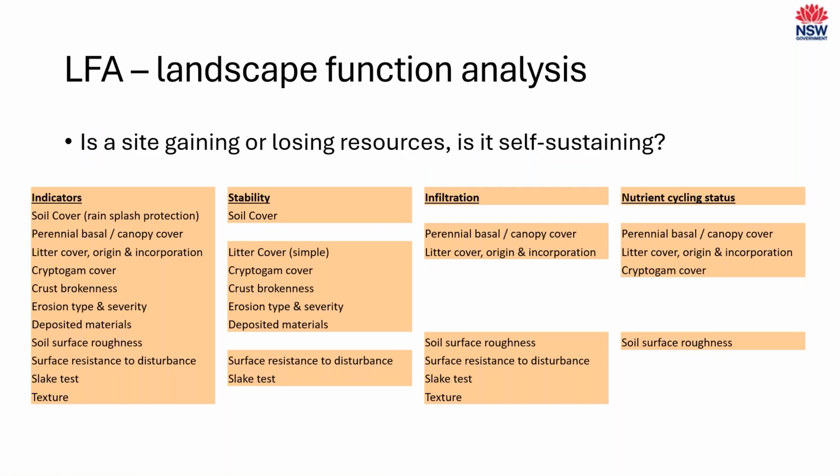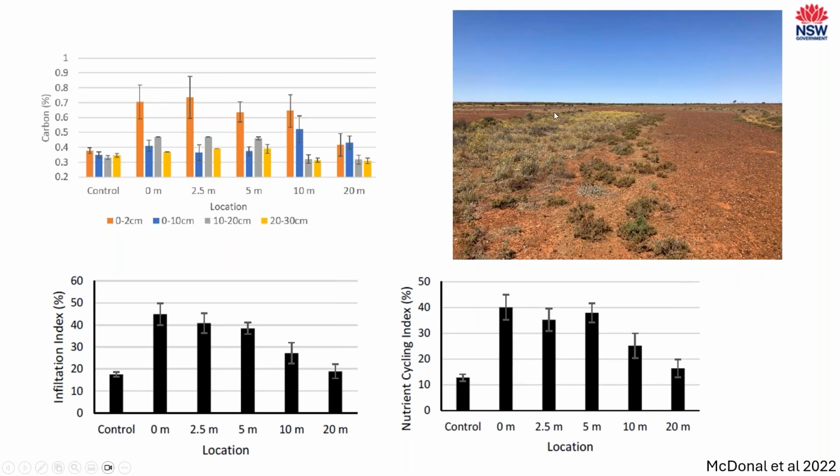I guess a way to look at the effectiveness of soils and a functioning landscape is this process called landscape function analysis. There's a bunch of indicators that you collect of the soil surface on a transect. Those measures then get used to indicate the soil stability, the infiltration of rainfall, and the nutrient cycling. And to use that approach, look at the effect of ponding, where measures were taken in the control area outside, and then on the bank, and then stepping out from the bank, 2.5, 5, 10, 20 metres. So walking out from where the ponding was happening out beyond the effective ponding zone.